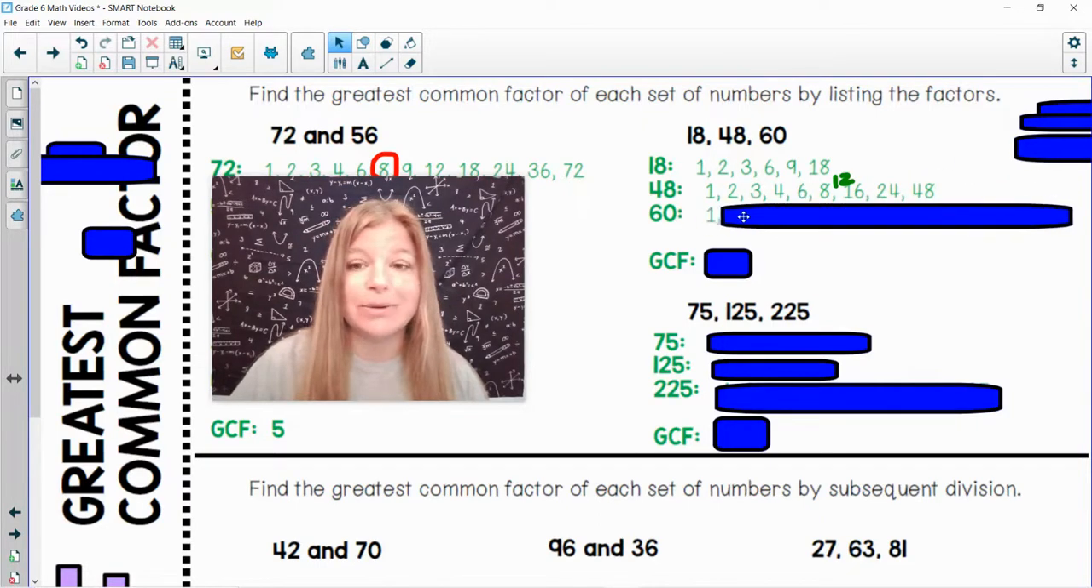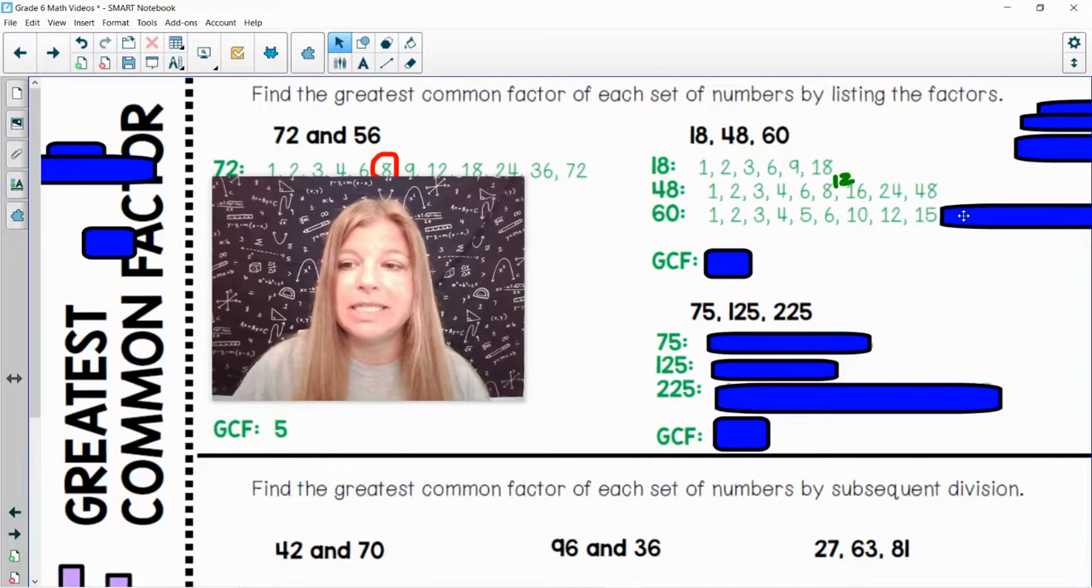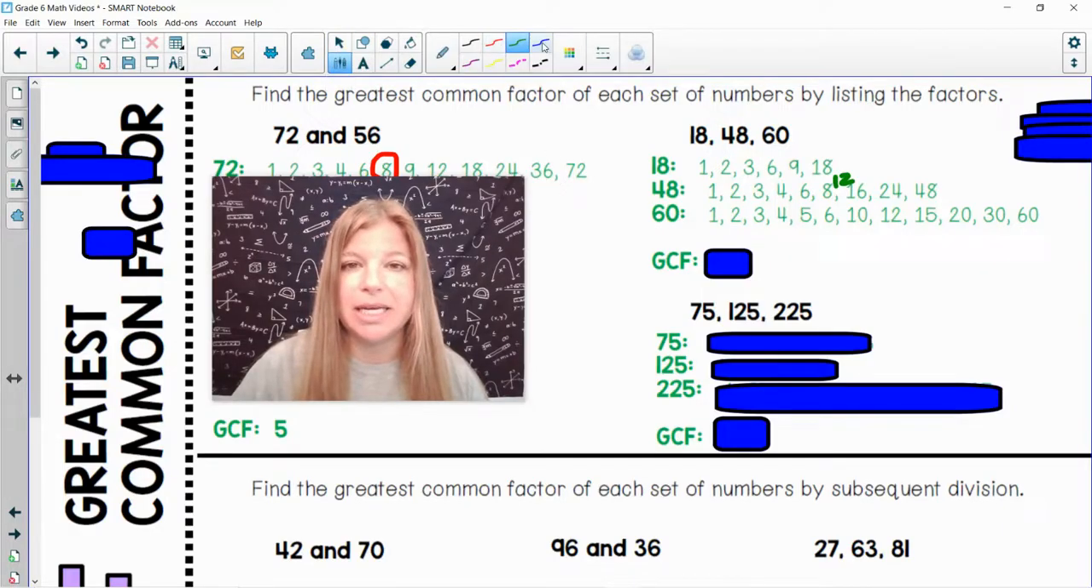Last one, 60. 1, 2 goes into 60, 3, 4, 5, 6. That's a lot. 7, no. 8, no. 9, no. 10? Yeah, because 6 times 10 is 60. So then it's 5 times 12, 4 times 15, 3 times 20, 2 times 30, and 1 times 60. What's the biggest factor that you see in all three of these lists?